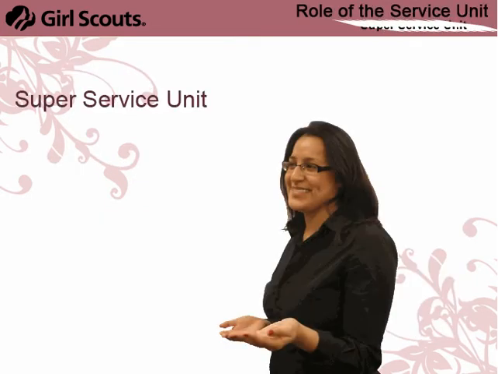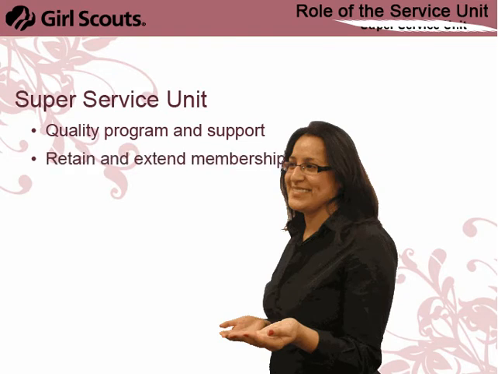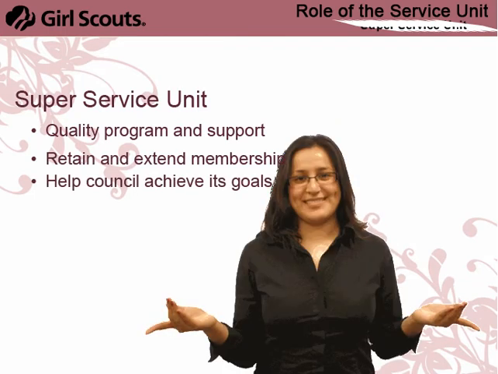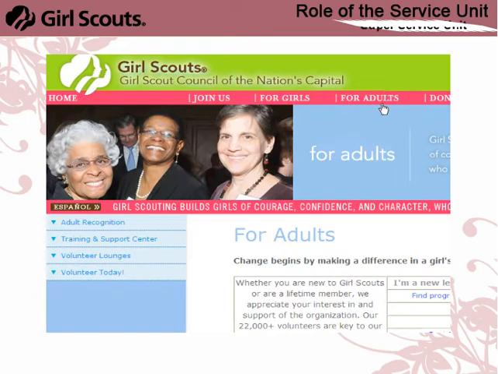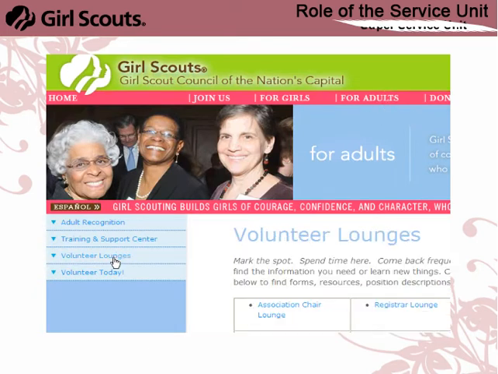A super service unit is one that has provided quality program and support for both girls and adults, retained and extended membership, and helped the council achieve its goals. At the beginning of the Girl Scout year, the service unit team, in consultation with the field director, decide if they want to work towards being recognized as a super service unit. You can find the application for this by clicking here or going to our website. Once there, go to For Adults, then click on Volunteer Lounges.